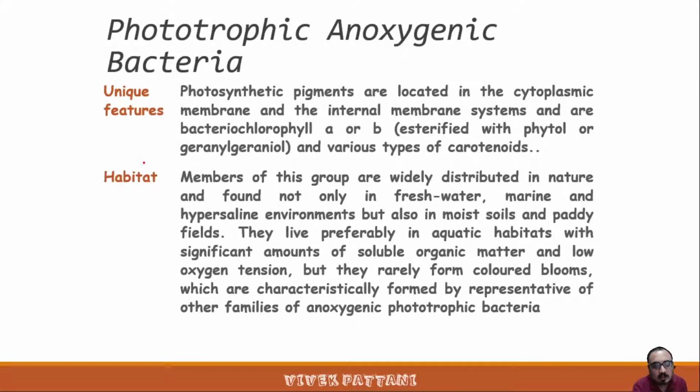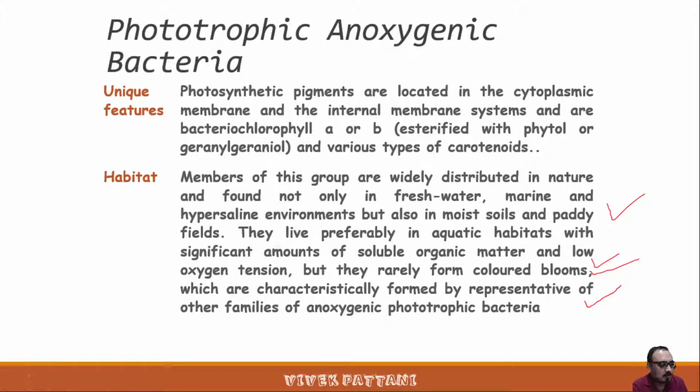which are basically continuous in structure. As for the habitat, members of this group are widely distributed in nature and found not only in freshwater, marine, and hypersaline environments, but also in moist soils, paddy fields, etc. They live preferably in aquatic environments with a significant amount of soluble organic matter and low oxygen tension, and they rarely form colored blooms, which are characteristically formed by representatives of the other families of the anoxygenic phototrophic bacteria.